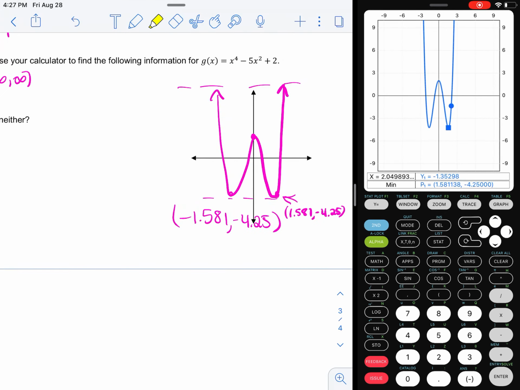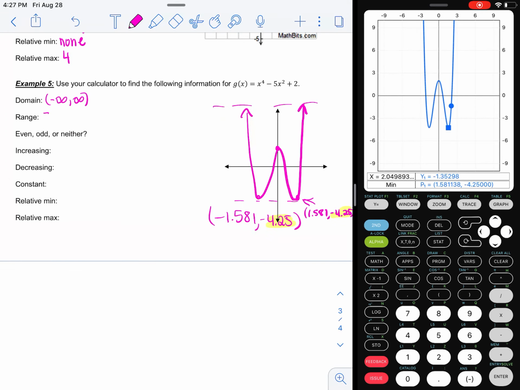Okay, so now we know our range. The lowest our graph goes is negative 4.25. The highest our graph goes is forever, so infinity. All right, is the graph even, odd, or neither? Not based on my sketch because it's a little wonky here, but if you look at the actual calculator, it is symmetric over the y-axis, so it is even.